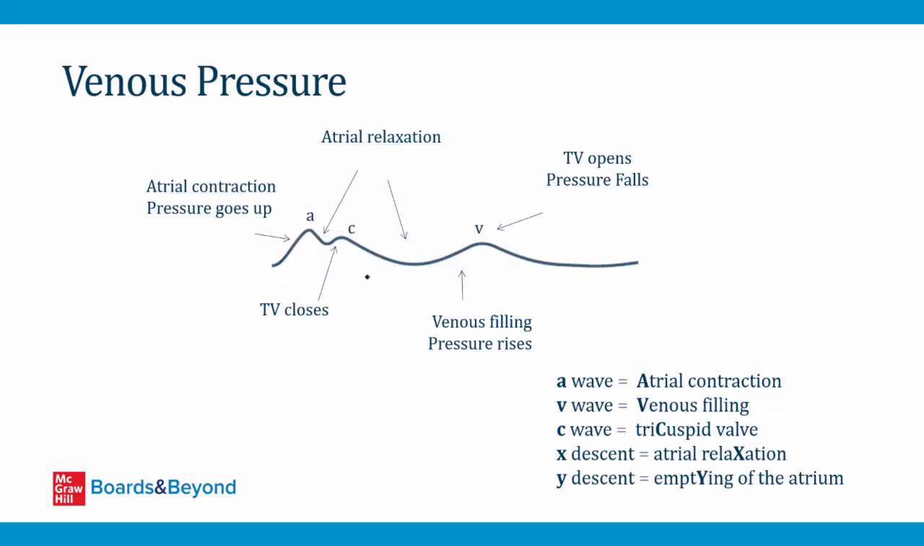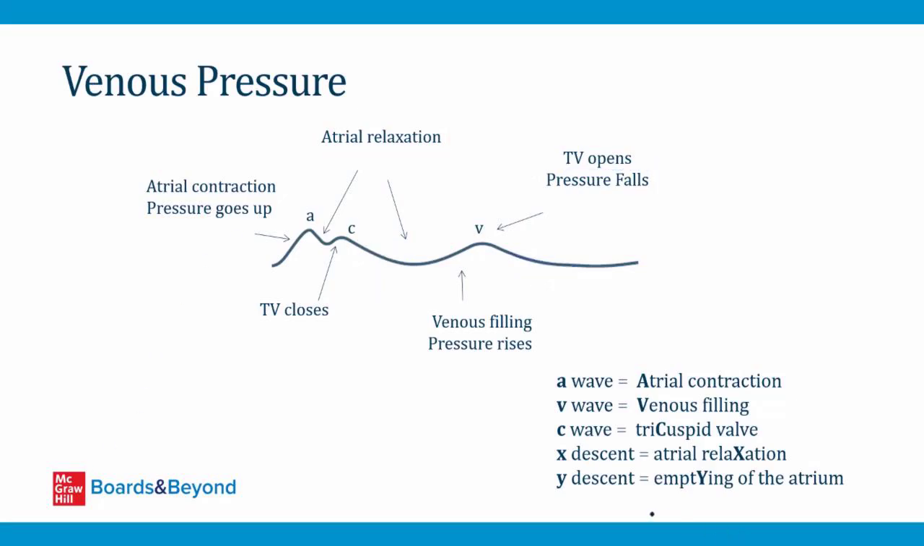Okay, I've cleared away my ink so I can show you two other findings on the venous pressure curve. This portion of the curve right here, where pressure is falling in the right atrium, in the venous system, we call the X descent. And this portion over here, where pressure is falling in the venous system, we call the Y descent. The X descent is caused because the atria is relaxing, so pressure is falling. On the other hand, the Y descent occurs after the tricuspid valve opens, when blood is leaving the atrium and heading into the right ventricle.